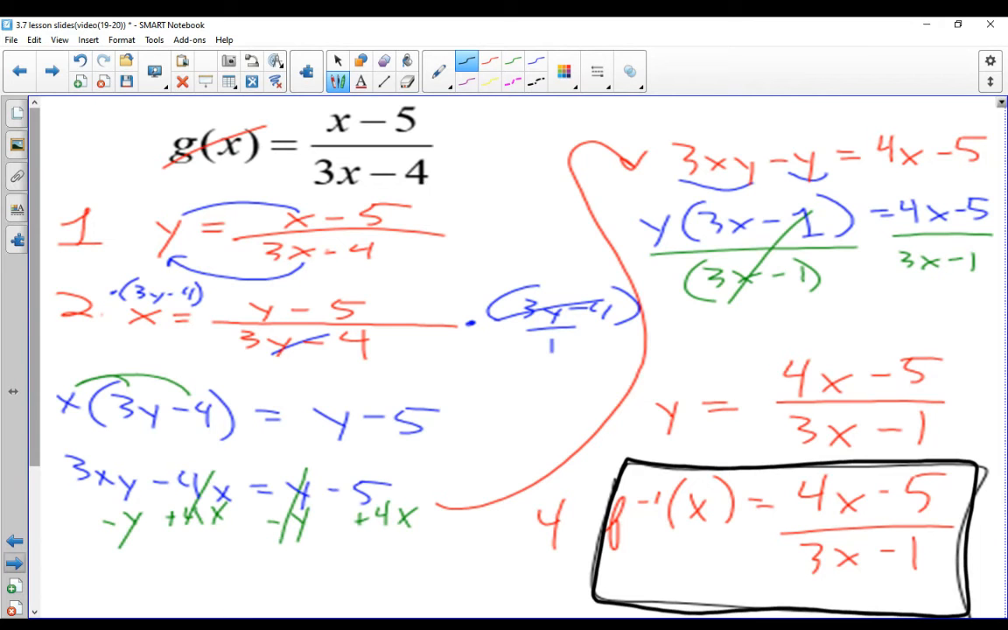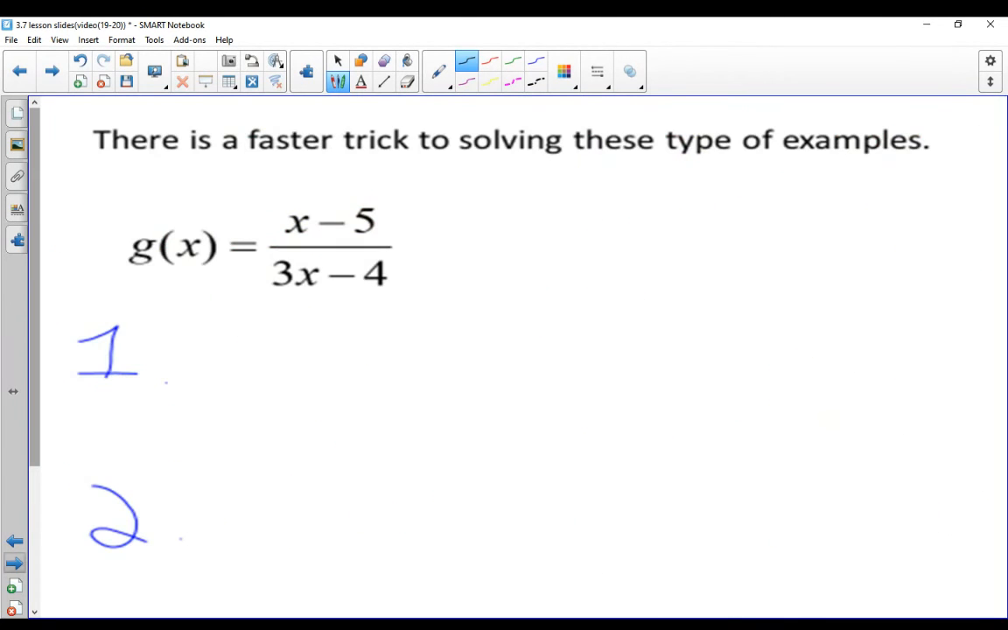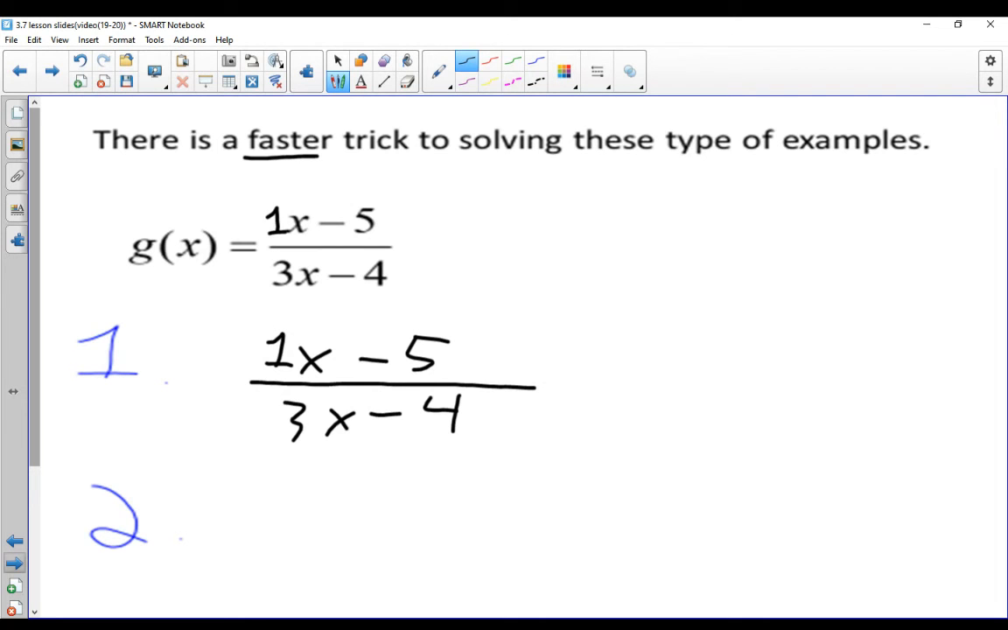Now, that's the first way you can solve this problem, by trying it this way. But there is a second way. And it's actually much faster. And all it takes is 2 steps. Let me show you. So for the first step, I want you to rewrite this fraction. And specifically, I also want you to write a positive 1 in front of that x.